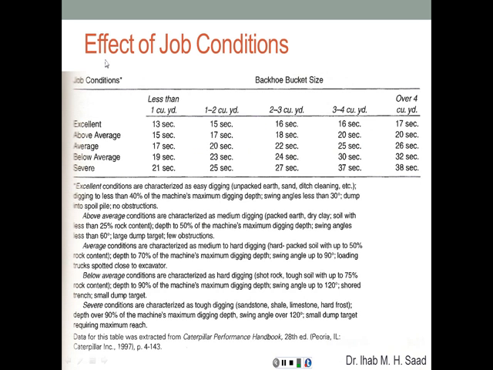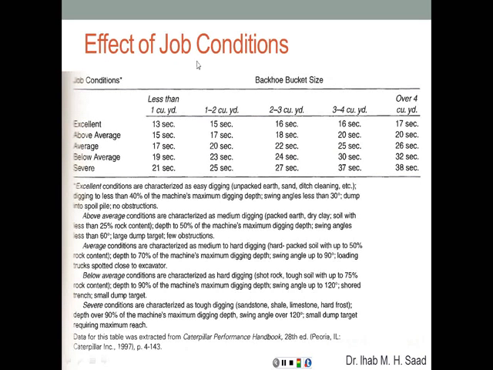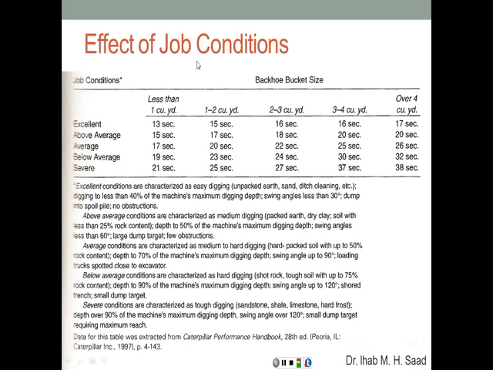We have some effect from the job conditions. Depending on the job conditions, we can have either excellent, above average, average, below average, and severe. And for different sizes of buckets, we can have estimated cycle times. So for example, the excellent conditions are characterized as easy digging.